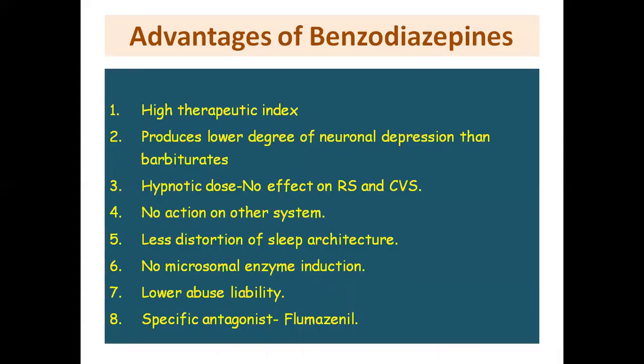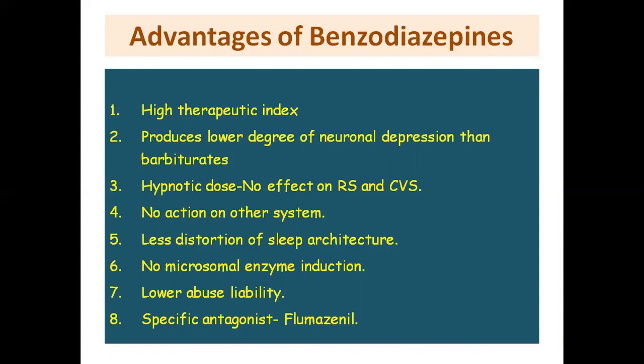Coming to what are the advantages of benzodiazepines over the barbiturates? Right now we are not using barbiturates, but we are using benzodiazepines very often. What is the reason for that? First reason, they have a high therapeutic index, and they produce a slower degree of neuronal depression than the barbiturates. And at hypnotic doses, they don't produce any effect on the respiratory system or the cardiovascular system, and they don't produce any action on any other system also. Like barbiturates, which act on the kidney, decreasing urine output and increasing ADH release, and in smooth muscles decreasing the tone. Like this, no other effect. These drugs don't affect any other systems.